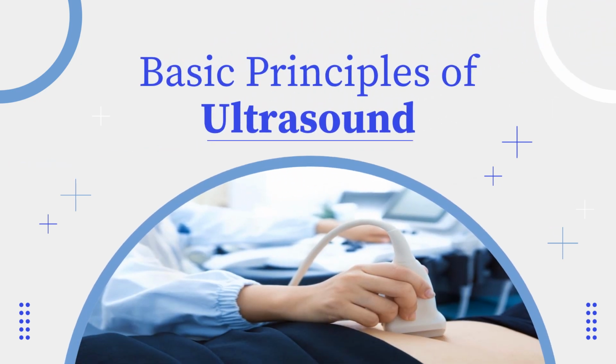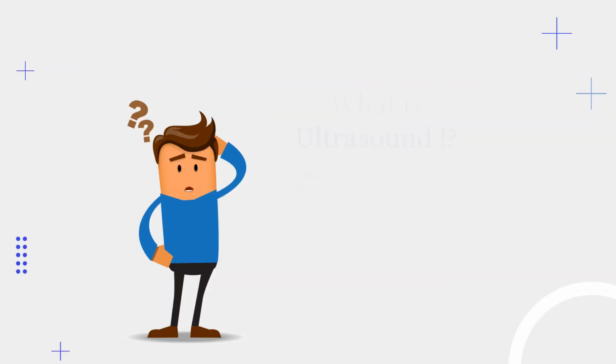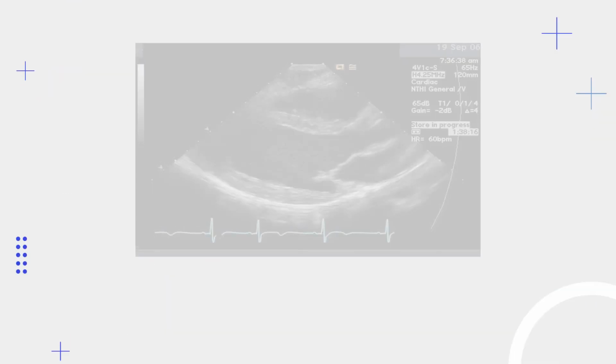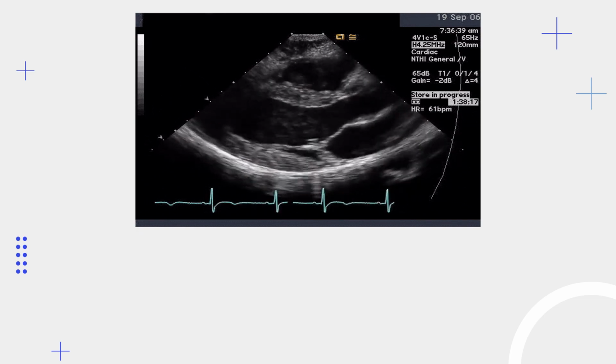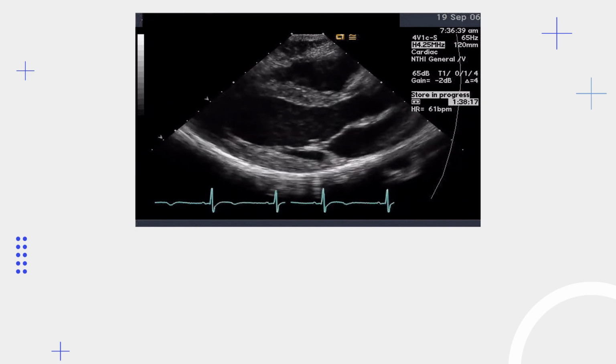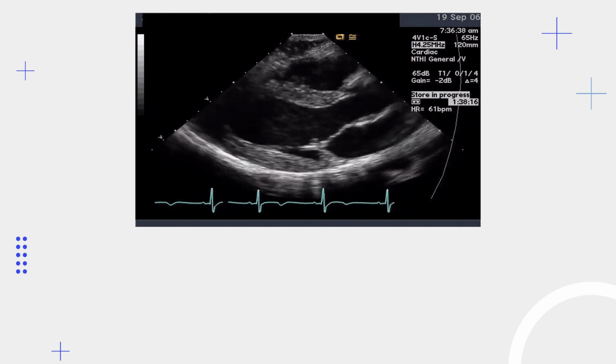Today, we are going to learn the basic physical principles of ultrasound together. Let's get started. So, what is ultrasound? Ultrasound is sound whose frequency is above the range of human hearing. Diagnostic ultrasound is used to evaluate a patient's internal organs.